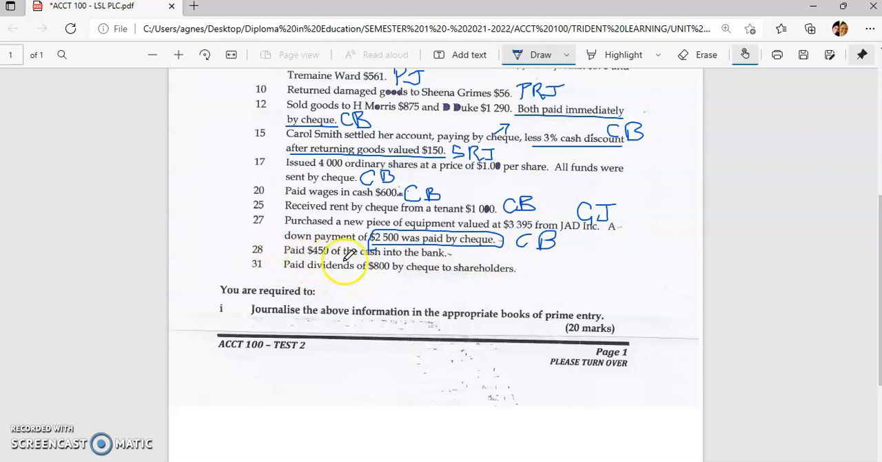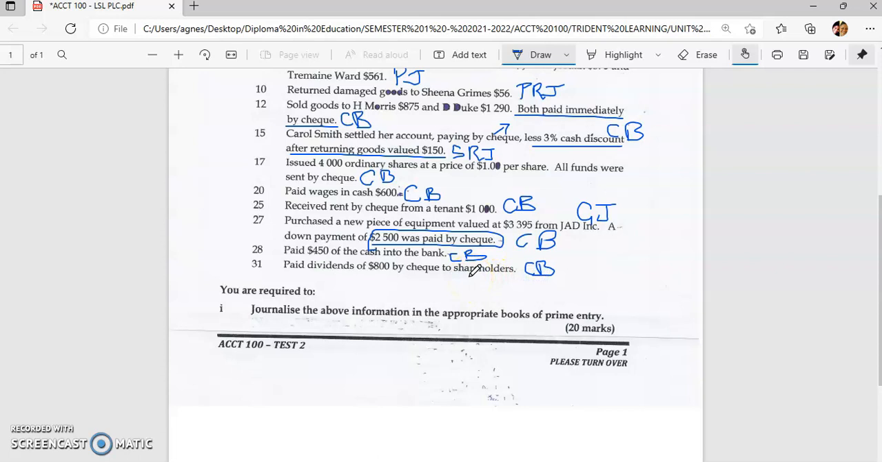On the 28th, pay $450 of the cash into the bank. This is a contra item, so we are going to record this in the cash book by debiting bank and crediting cash. So it's going in the cash book. And then finally, on the 31st, pay dividends of $800 by check to the shareholders. So since we are paying out a dividend, this is a cash related transaction, so it's in the cash book.